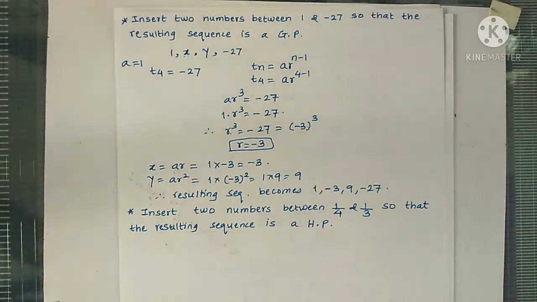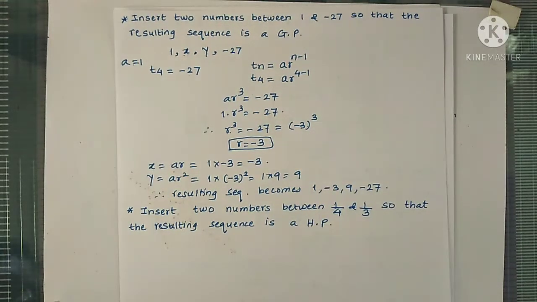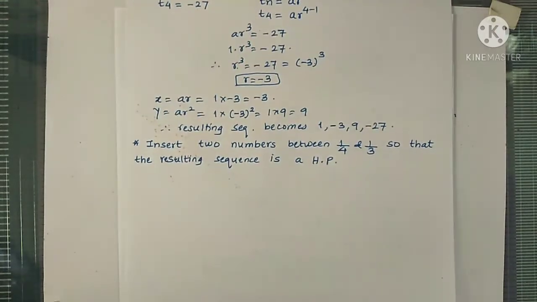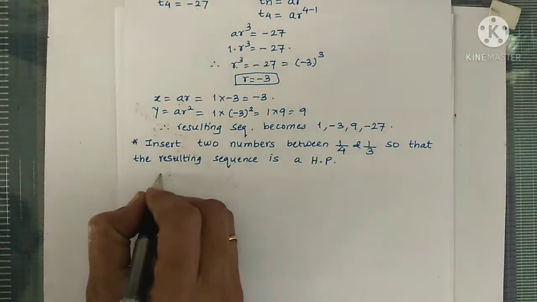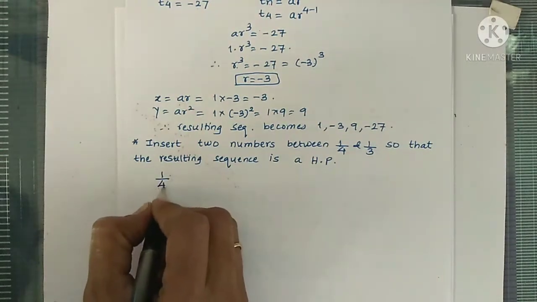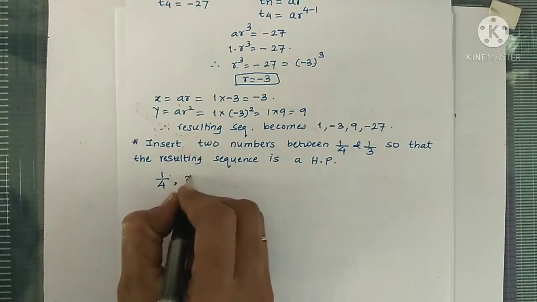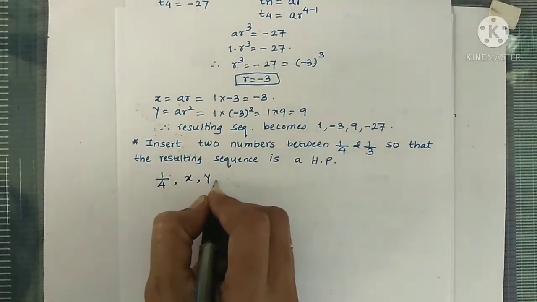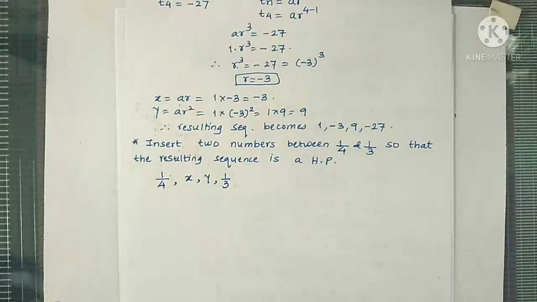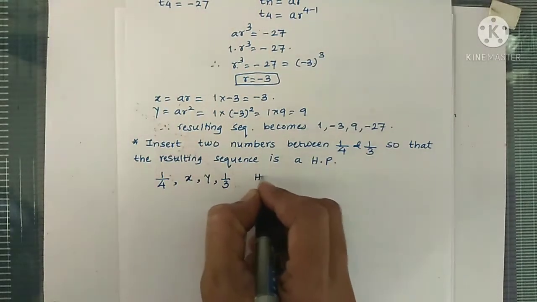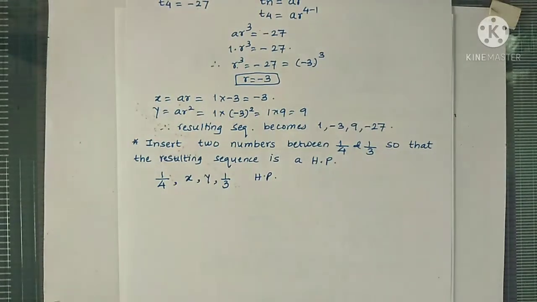Now we want the sequence to be an HP. So we have to insert two numbers between 1 by 4 and 1 by 3 so that the resulting sequence is an HP, harmonic progression. So in the harmonic progression, first term is 1 by 4, then we have x, then we have y, and the next one is 1 by 3. So we want this sequence to be HP.